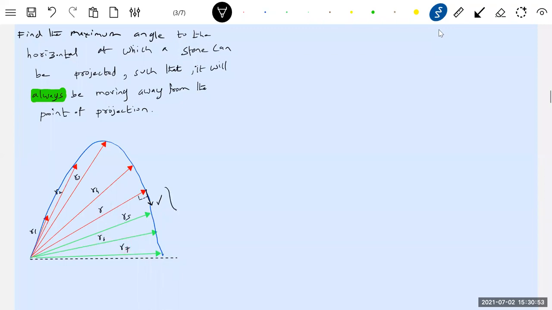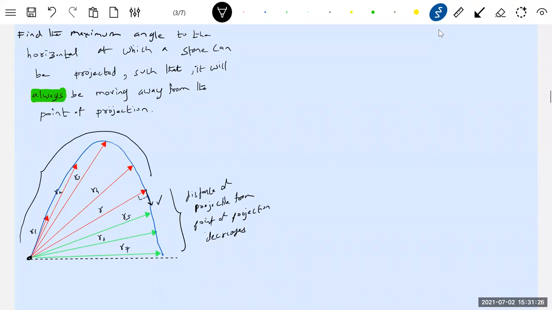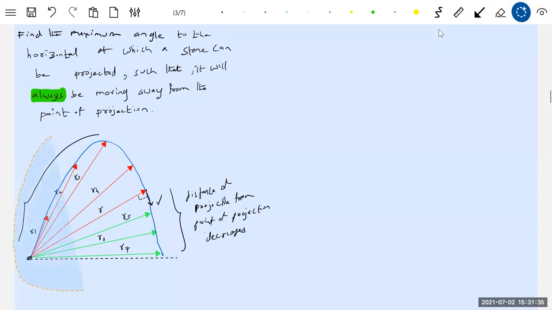From here to here, the distance of the projectile from the point of projection decreases. For all the remaining part, the distance of the projectile from the point of projection starts increasing.